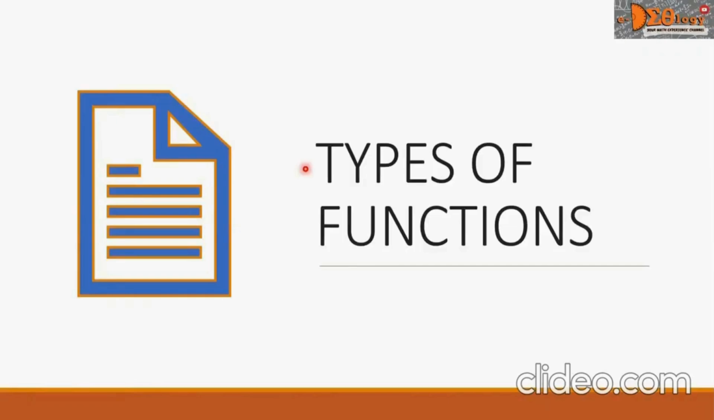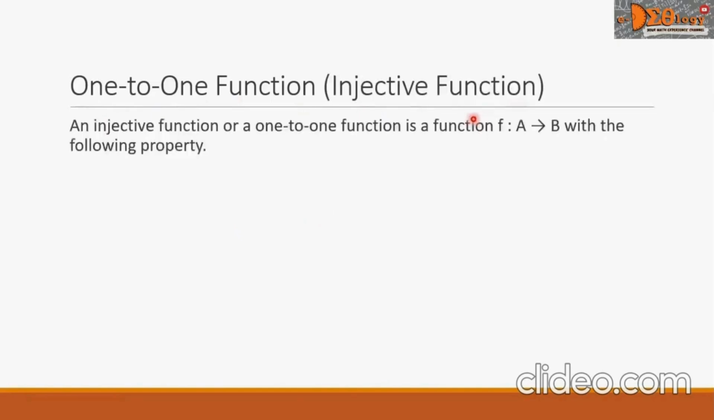Today we're going to study types of functions. Let's begin with the first one. The first is the one-to-one function, or sometimes called injective function. An injective function or a one-to-one function is a function f from group A to group B with the following property.